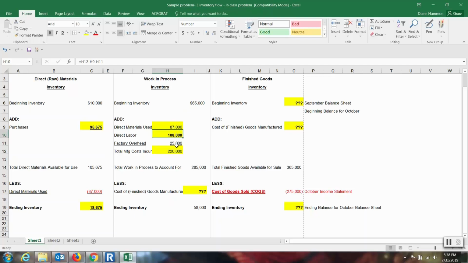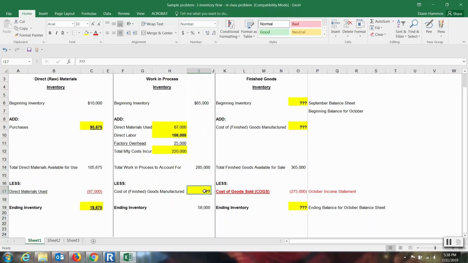Now we have the beginning inventory. These three items together, total manufacturing costs incurred, added together give us $285,000. So this is our total work in process to account for. Some of that has been completely finished and is a finished product now. How much? Well, I know that the total is $285,000, and I know that $58,000 of materials are still in process, so I can subtract that, and that will tell me that this number must be $227,000 in order for the math to be correct. That gives us an ending inventory for the work in process, or goods in process, of $58,000.